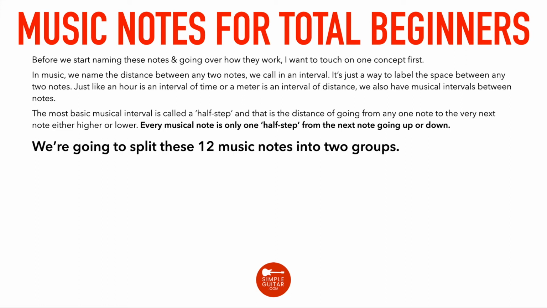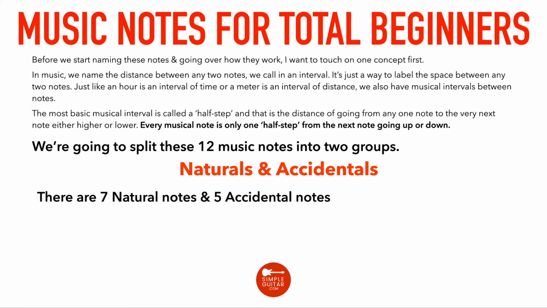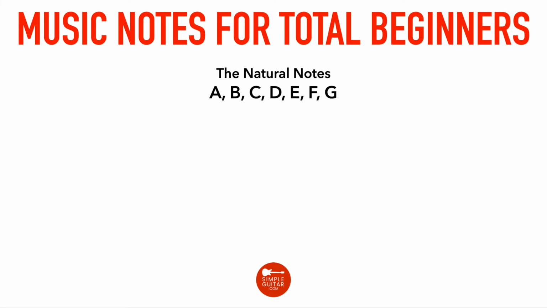Let's take these 12 music notes and we're going to split them into two groups. One, we're going to have naturals, and we're also going to have accidentals, okay? There are 7 natural notes and 5 accidental notes. So first, let's name the natural notes. This is easy. It's A, B, C, D, E, F, G. So if you know your alphabet, that is the first 7 notes of music. We call these the natural notes, okay?